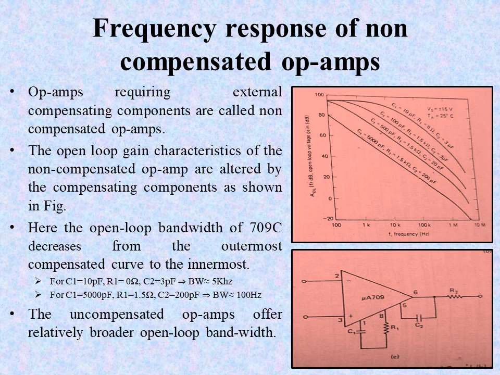Thus, the uncompensated op-amps offer relatively broader open loop bandwidth. So, in this manner, the uncompensated op-amps are better. But for this, we have to properly choose the values of C1, R1 and C2 as shown by the graph.